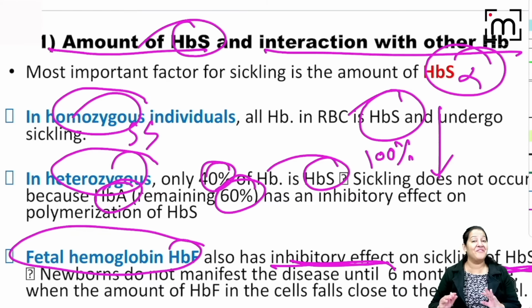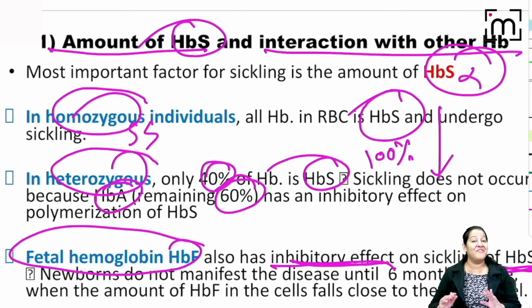It's a very important MCQ. As soon as the newborn is born, the hemoglobin in that newborn is hemoglobin F, and hemoglobin F has an inhibitory effect on hemoglobin S. So sickling will not take place or takes place less. So the newborn will not face any symptoms till 6 months of age. After 6 months, when the hemoglobin is replaced by adult hemoglobin, then the newborn will have symptoms.